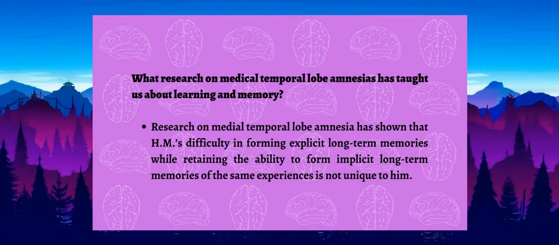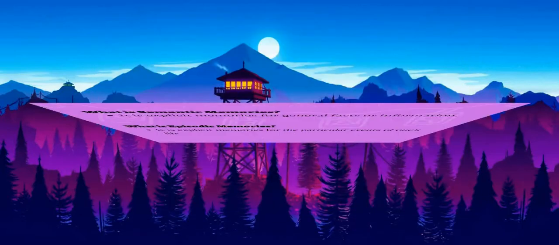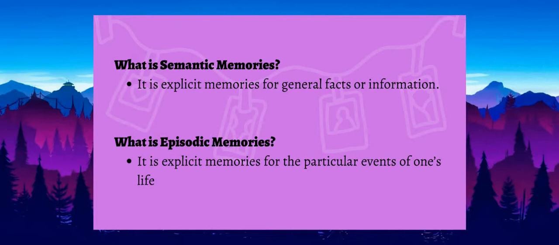So, in the next slide, we have lesson 11.4, and the objective is to describe differences between semantic and episodic memories. First, we must know what semantic memories are. They are explicit memories for general facts or information. Next, what are episodic memories? They are explicit memories for the particular events of one's life. We must know that semantic and episodic memories are the two varieties of explicit long-term memories.